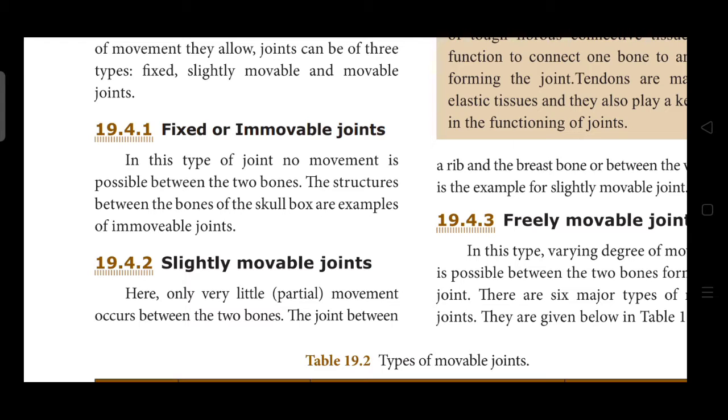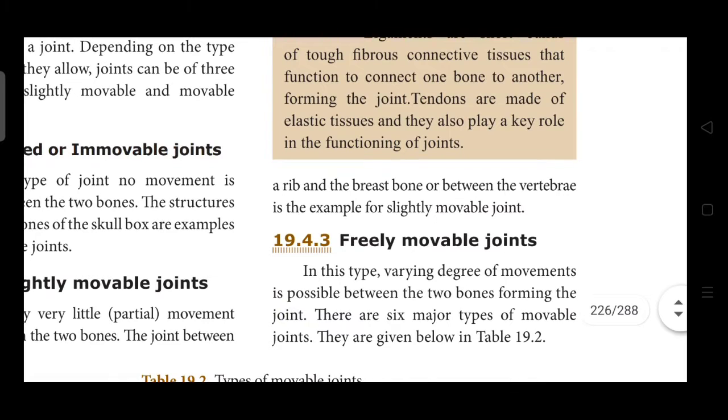Next one is the slightly movable joint. It allows slight movement, a little bit of movement, a very small amount of movement. Here only very little or partial movement takes place. The joint between the rib and the breastbone, or between the vertebrae, is an example of a slightly movable joint.